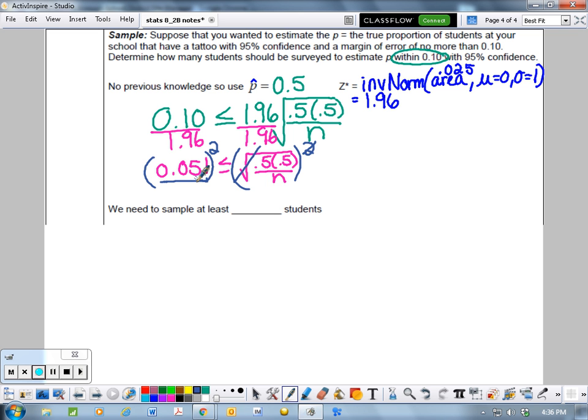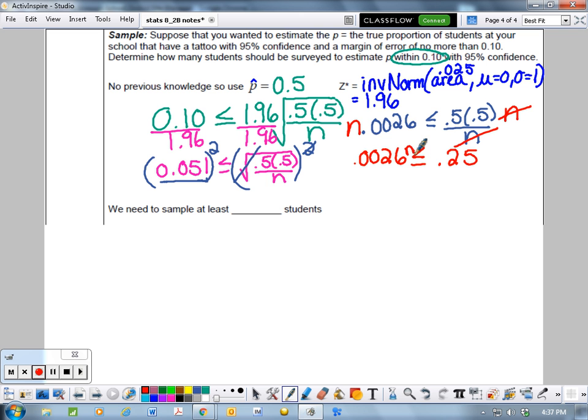So now we're ending up with 0.0026 less than or equal to 0.5 times 0.5 over n. And now what I want to do is get that n up above. I don't like having n on the bottom, so I'm going to multiply by n on both sides. That way this will cancel, because anything divided by itself is 1. So now I have 0.0026 less than or equal to 0.25 n. Oh, I forgot my n. And now to get n by itself, I divide by this 0.0026.